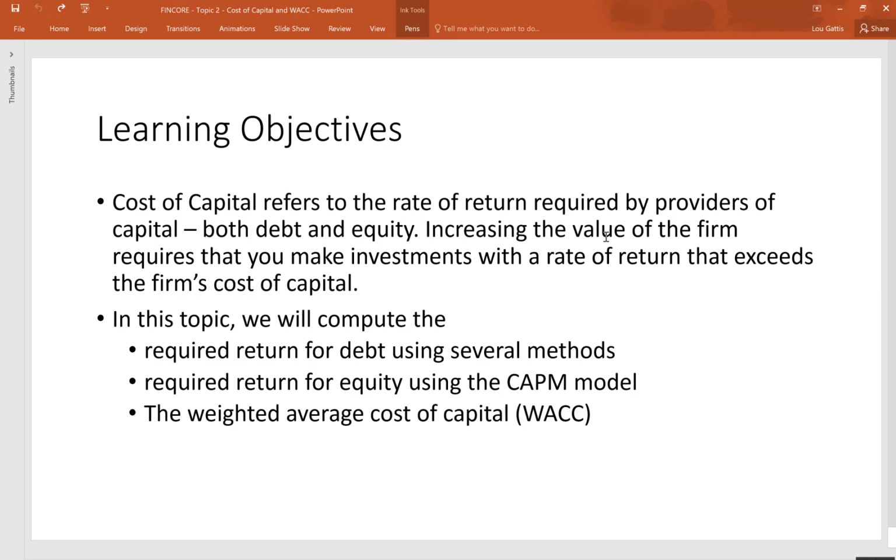So remember, cost of capital is the return required by the capital providers of the firm, both debt and equity. It's an incredibly important number for a firm because that cost of capital determines a kind of hurdle rate that every project in that firm must exceed, otherwise it can't pay back its capital providers. So in this topic, we computed the cost of debt using several methods: historical returns, a credit spread, and then we also looked at the actual yields on bonds. We calculated the cost of equity using CAPM, and then we calculated the weighted average cost of capital.